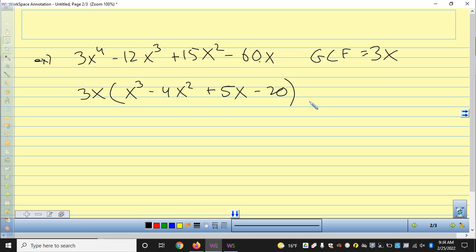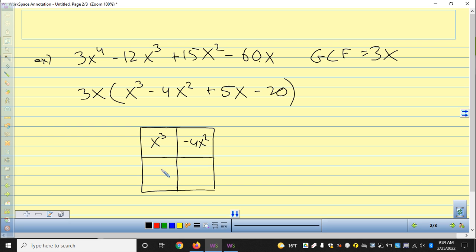Should we go straight to the box on this one? Let's just go straight to the box. If you like the other way, you can still do the other way. x to the third minus 4x squared, 5x minus 20.